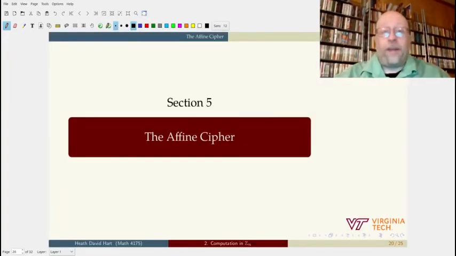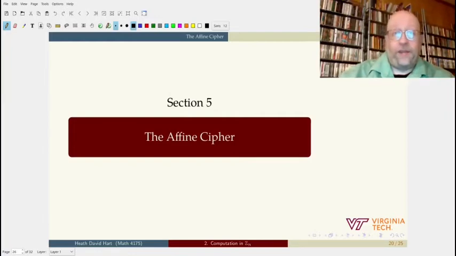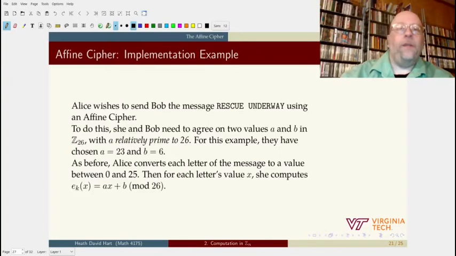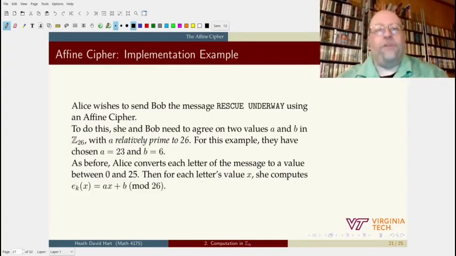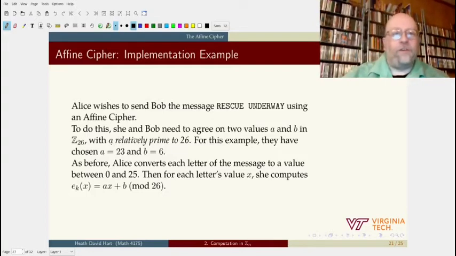So let's take a look at a crypto system which uses the Euclidean algorithm. This is called the Affine Cipher. Alice wants to send Bob the message, "Rescue underway," using an Affine Cipher. In order to do this, she and Bob have to agree on two values, A and B. They both have to be in Z mod 26, and A has to be relatively prime to 26. B does not have to be. So she could choose A equals 23 and B equals 6, and then Bob has to know these values.